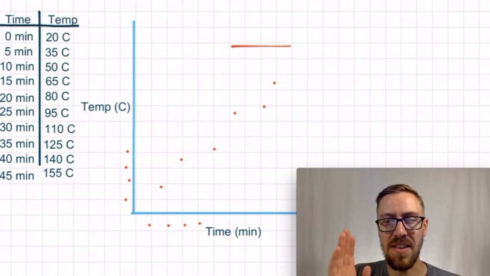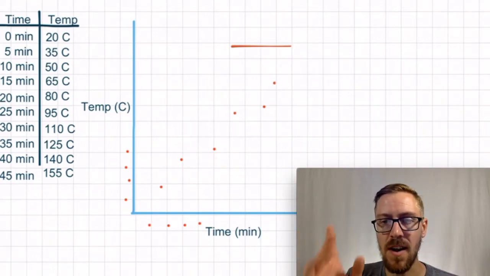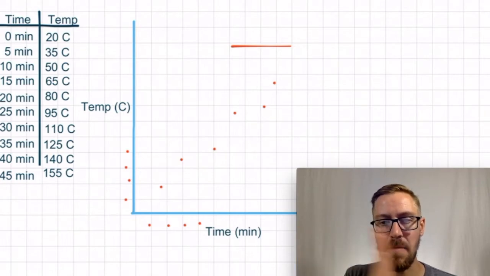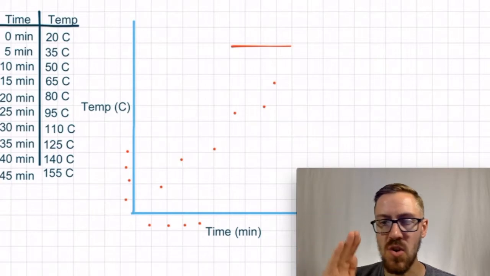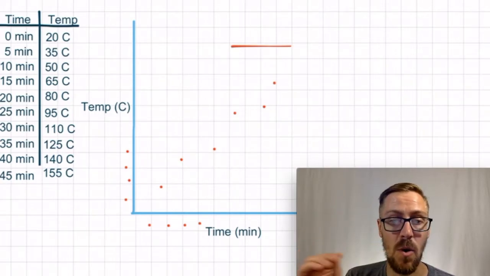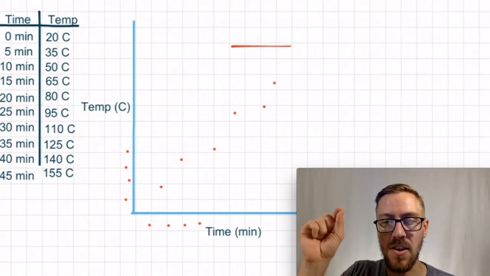So a couple things here. I'm going to recap what we have so far. Manipulated variable goes on the X. Responding goes on the Y. Don't use bars unless it's categorical data, unless you don't have numbers. If you have numbers, plot your points.